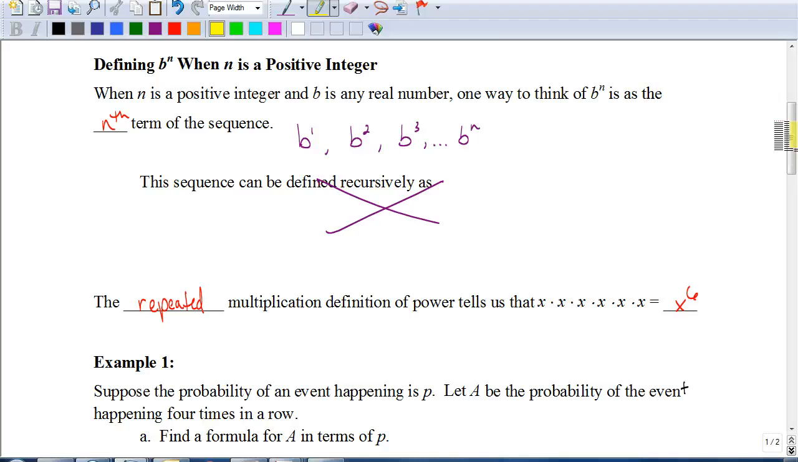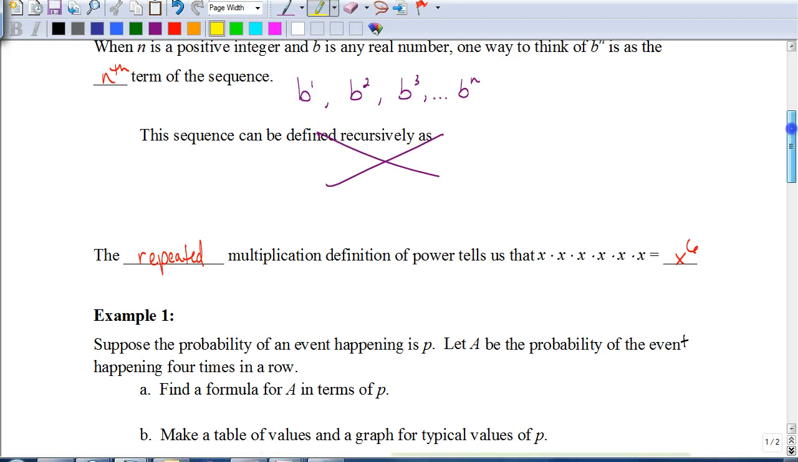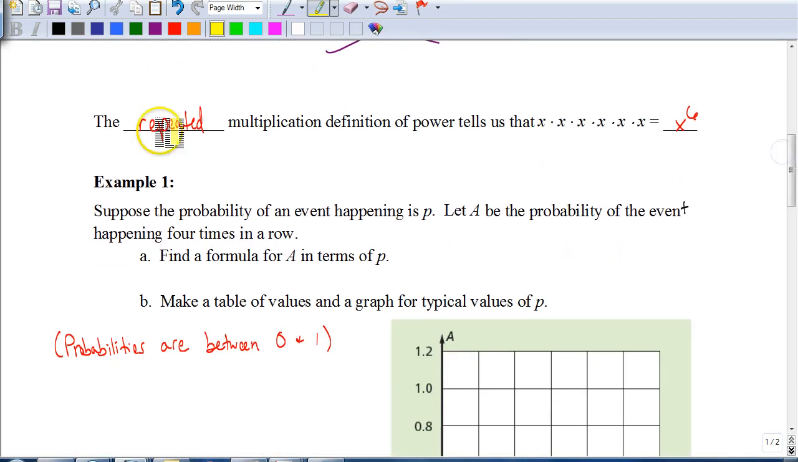It's not something that's going to be real handy, but just to make sure we mention it, this is important to understand. The repeated multiplication definition tells us that if we have x times x times x times x times x times x, so here we have x being multiplied times itself six times, we know that a way that we can write that is x to the sixth power. We call that the repeated multiplication definition.